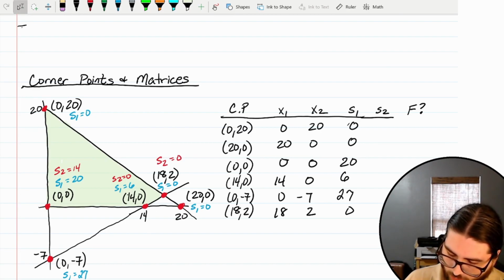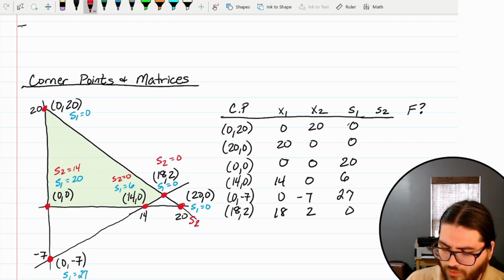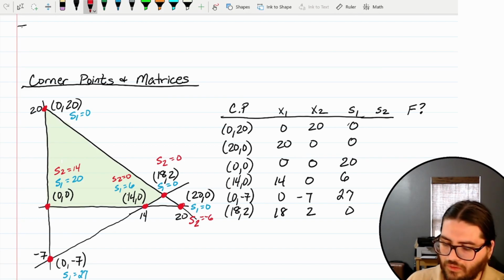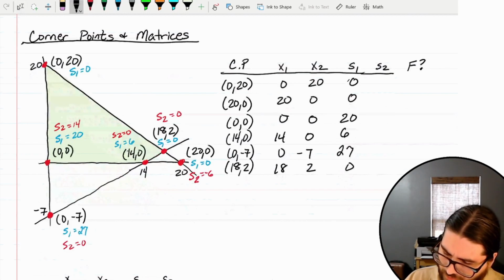How about this corner point way over here? 20 minus 2 times 0 is 20, plus, I need to get back to 14. So wouldn't the slack variable be negative, 20 minus 2 times 0 plus -6 equals 14? Yeah, that slack variable is negative. Interesting.